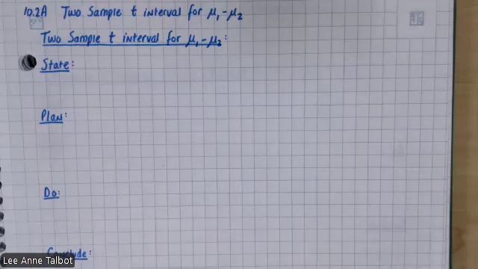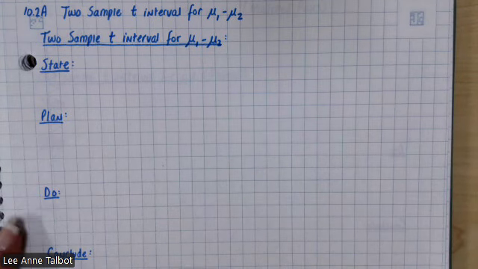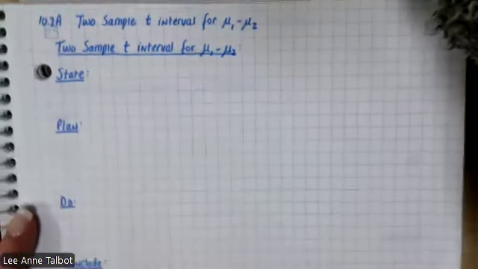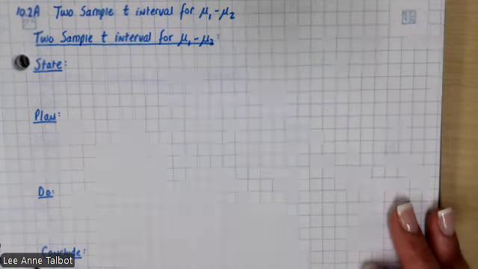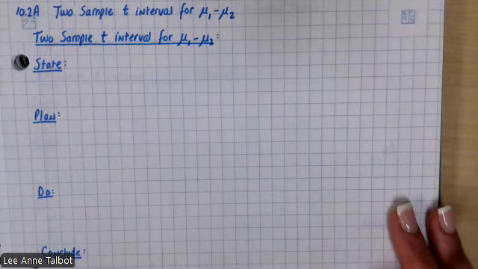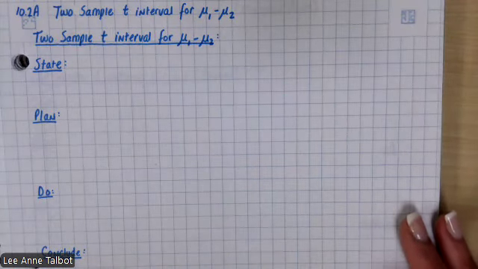We are going to start working on two sample things. The next 2 days are two sample things, so it's not bad, I promise. Okay. Two sample T interval. So the first thing you have to do when you do a problem like this is see that there's two samples. Usually that's not that hard to do.